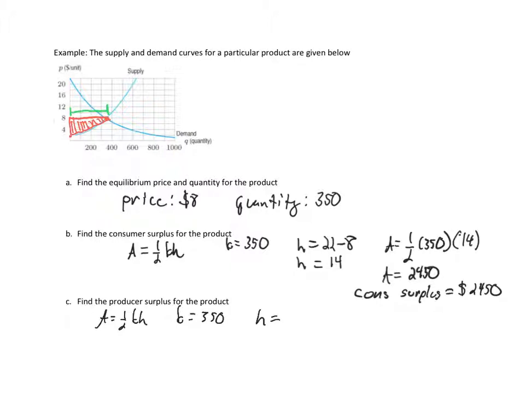The height of the triangle, this space here, is equal to the equilibrium price of $8 minus the smallest price that the producer would be willing to produce this for, which is $2. So I would say the height here equals 6.